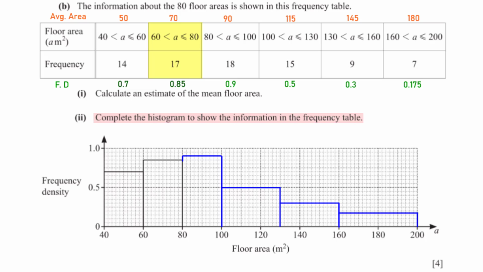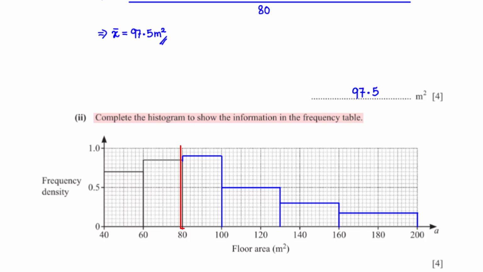Then we have 17 divided by 80 minus 60, which is equal to 0.85. This interval has also been drawn on the grid for us. Then we have 18 divided by 100 minus 80, which is equal to 0.9. 15 divided by 130 minus 100, which is equal to 0.5. 9 divided by 160 minus 130, which is equal to 0.3. Then finally, 7 divided by 200 minus 160, which is equal to 0.175.